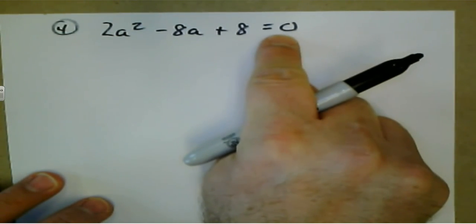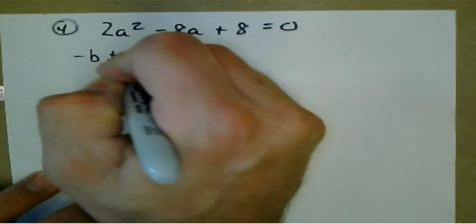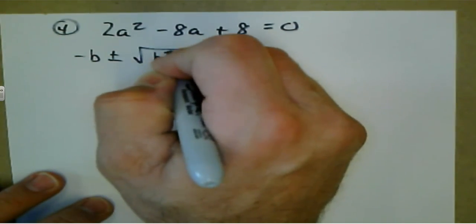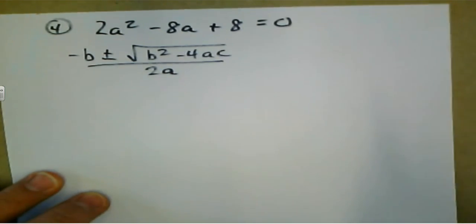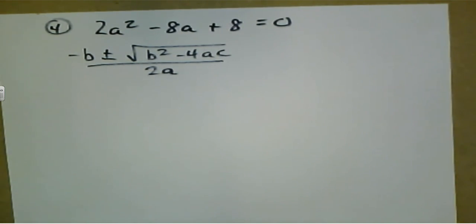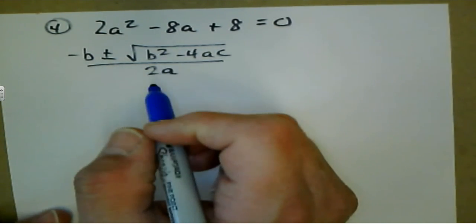And notice it needs to be equal to 0 on one side or the other in order to start doing this. So negative b plus or minus the square root of b squared minus 4 times a times c, all over 2 times a. Yes, I memorized it because in my day, you had to memorize it. They didn't give us reference sheets. If you didn't know it, you couldn't solve it.